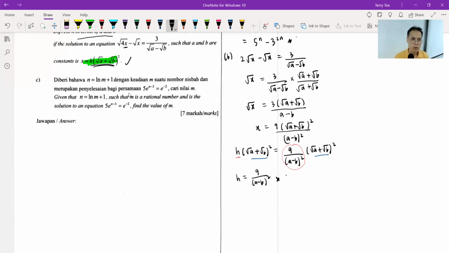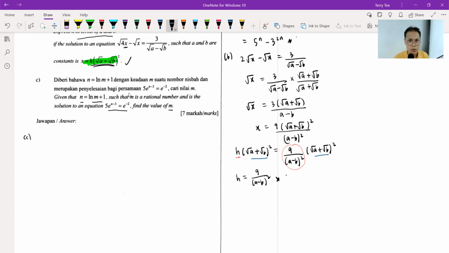All right. So one more thing about the new KSSM syllabus of Part C is that you would, in your textbook, can start finding questions involving exponential e. So not many questions on this you can find, right? We have an equation here, and then they say n equals to ln m plus 1, right? So we are supposed to find the value of m.